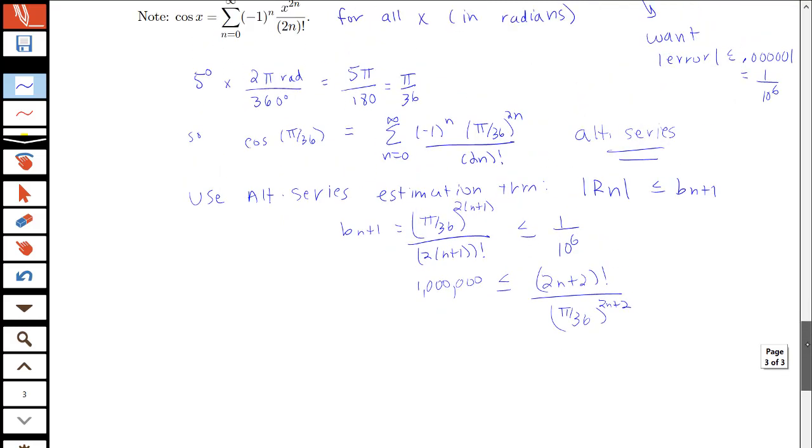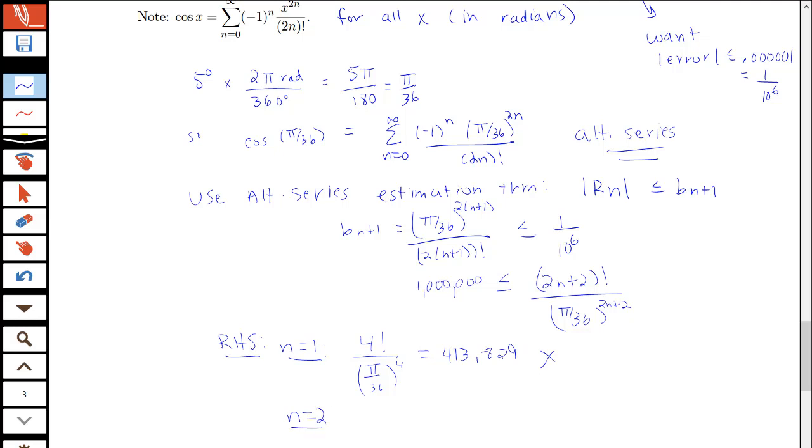So the easiest way to do this is just to start plugging in some values for n, and try to find the smallest n where this right hand side is bigger than the left hand side. So what if I plug in n equals 1? Well, then I'll have 4 factorial here divided by pi over 36 to the 4th. It turns out that's equal to 413,829, so it's not big enough yet.